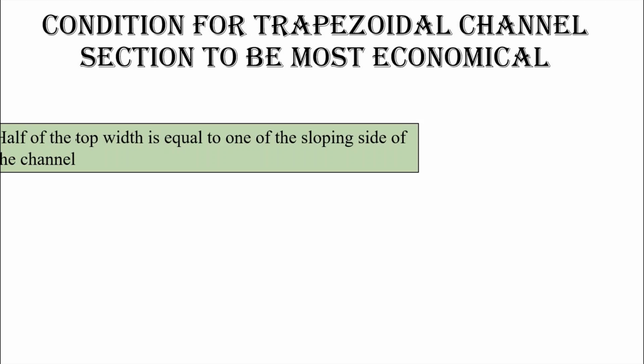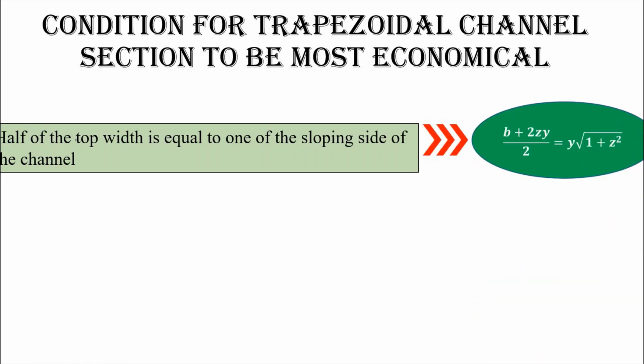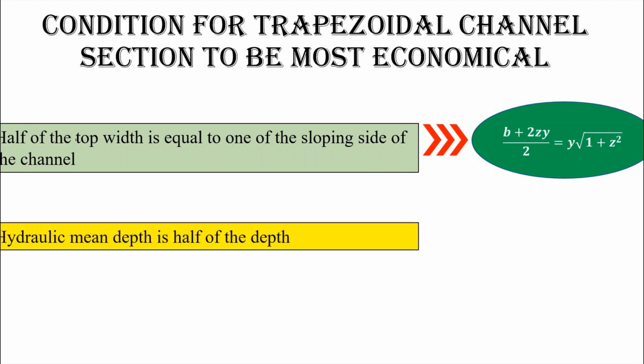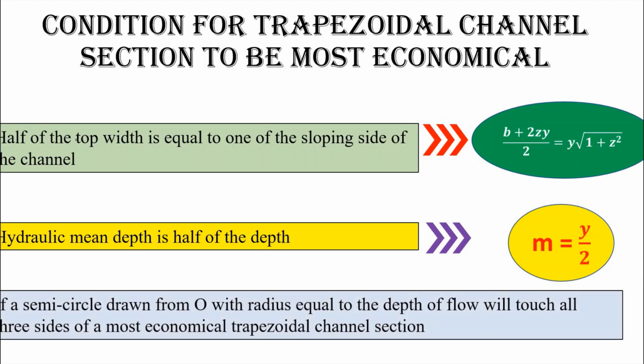So now we have the conditions for a trapezoidal channel section to be most economical. The first condition is that half of the top width is equal to the sloping side of the channel, that is, b plus 2zy by 2 is equal to y into root of 1 plus z square. The second condition is that the hydraulic mean depth is half of the depth, that is, m is equal to y by 2. And the third condition is that a semicircle drawn from O with a radius equal to the depth of the flow will touch all three sides of the most economical trapezoidal channel section.